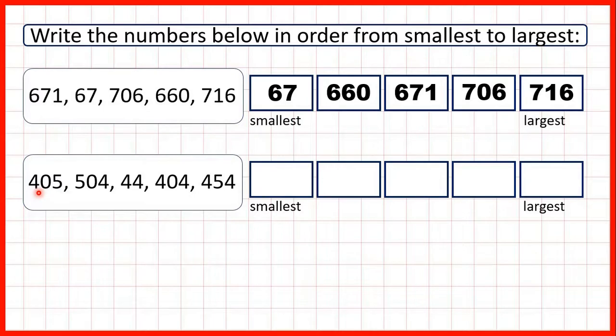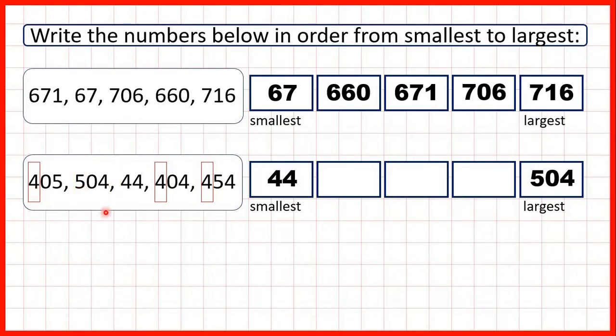Now we have 405, 504, 44, 404, 454. So again, 44 is only a 2-digit number, so it doesn't have a hundreds digit. But all of our other numbers are 3-digit numbers, so our smallest number is 44. Now, if we compare the hundreds digits, we have 4, 5, 4, and 4. So we know that 504 must be our largest number because it has the largest number of hundreds.